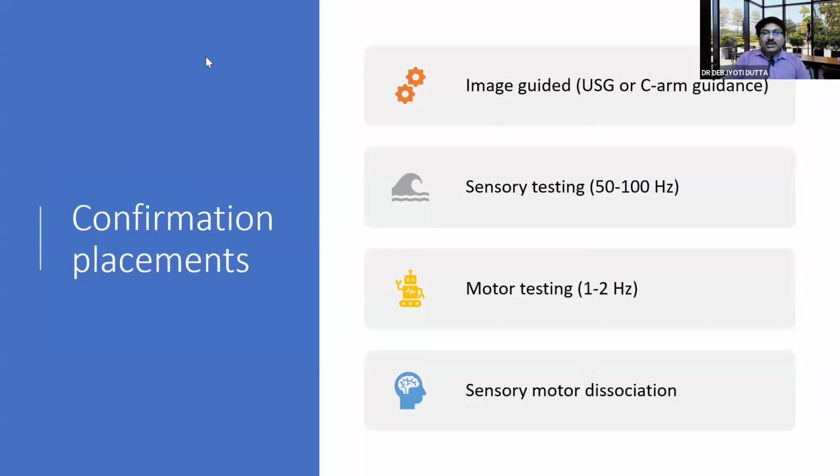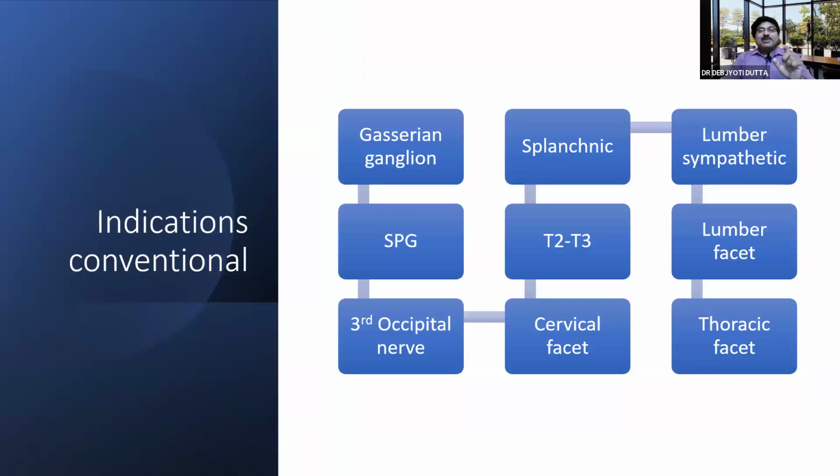So always remember, before putting, we have to check the following things. Check the confirmation. Use image guidance, use sensory testing, do motor testing. And another important thing I should always say: remember to check the impedance. Impedance is nothing but the resistance in the circuit. If the needle tip is accidentally inside a fluid, what will happen? The resistance will decrease. If it is inside CSF, then the impedance will come under 200. So you will be able to understand that my needle is not in the perfect position, and I have to reposition the needle.